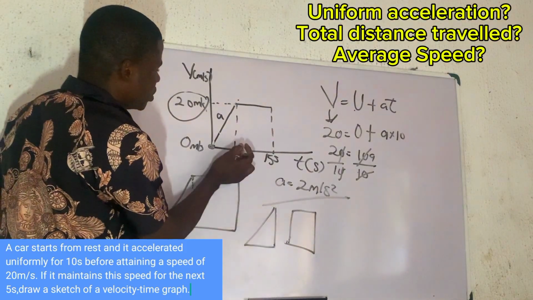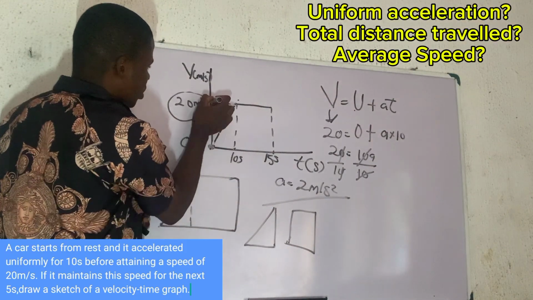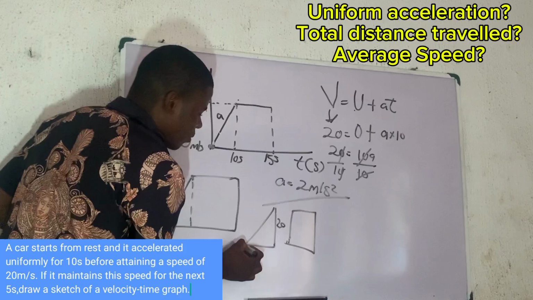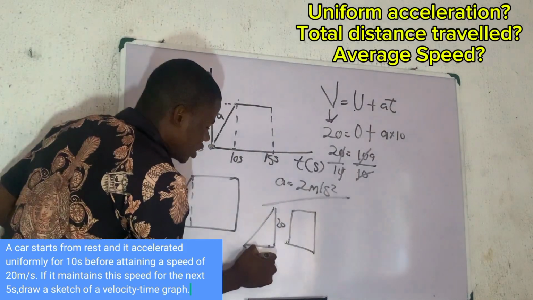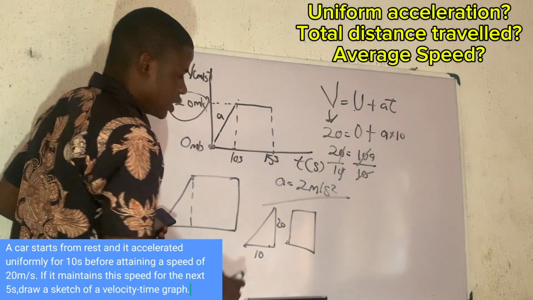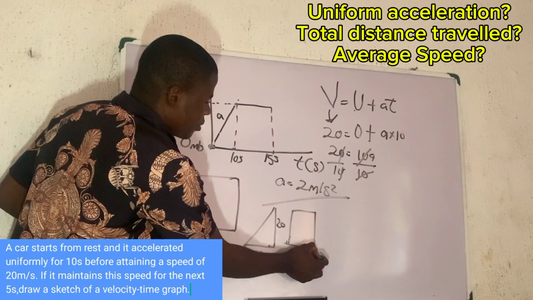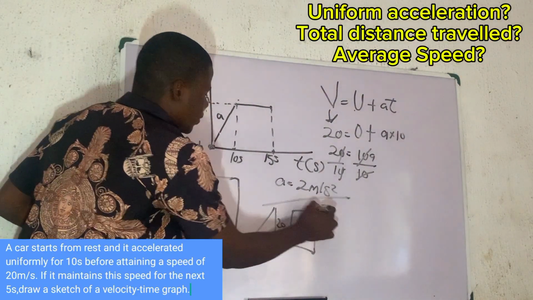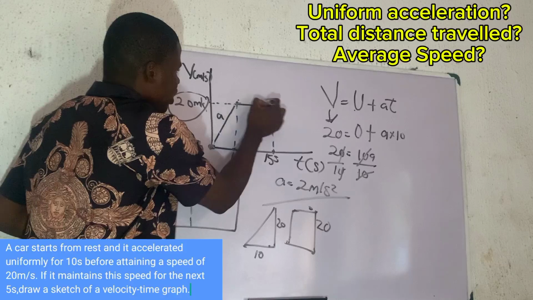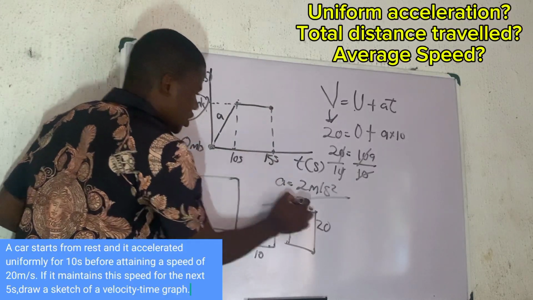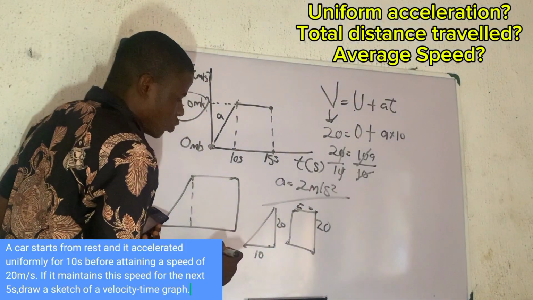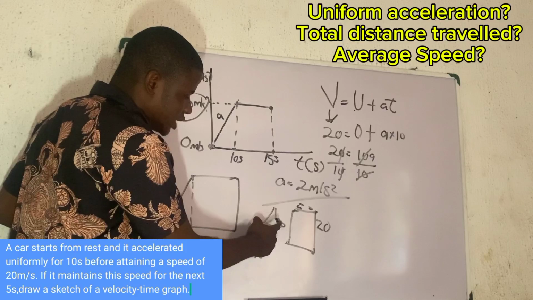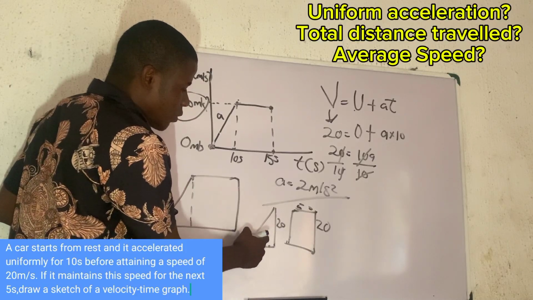Now what's the area of this triangle? From here to here is 20. From here to here is 10. I hope you understand. Now what of here? From here to here is still 20. Then from here to here, what's the interval? 15 minus 10, 5. So the speed here is 20.